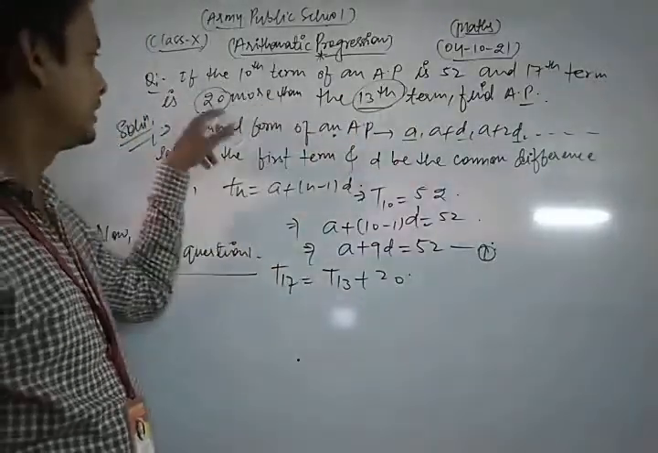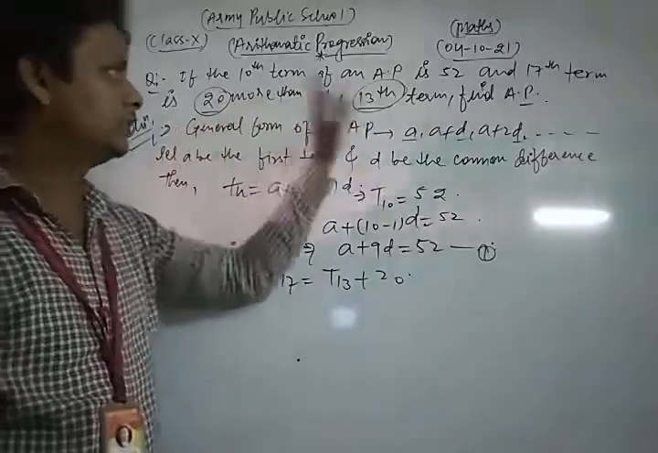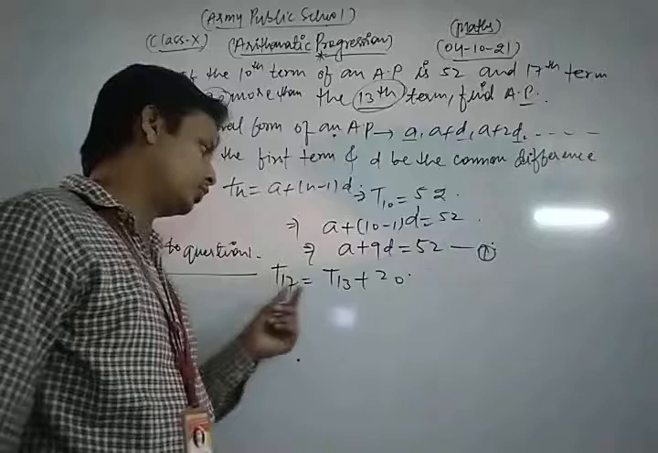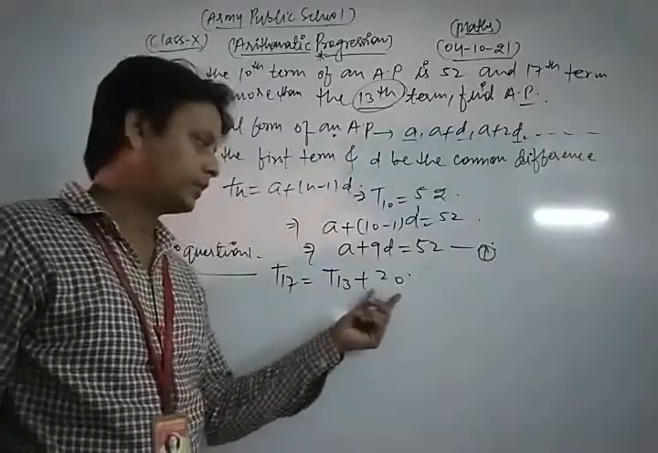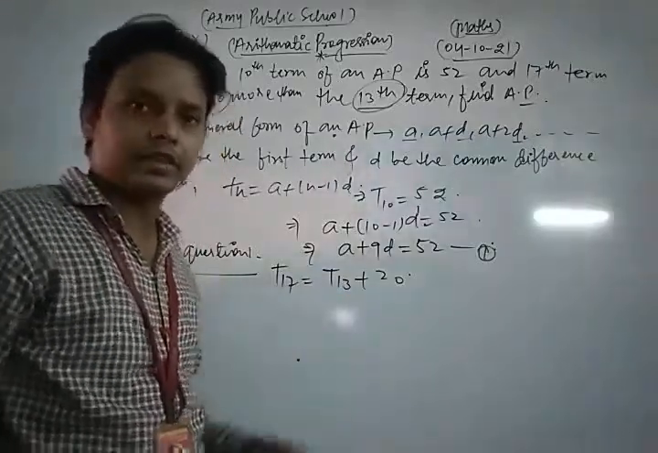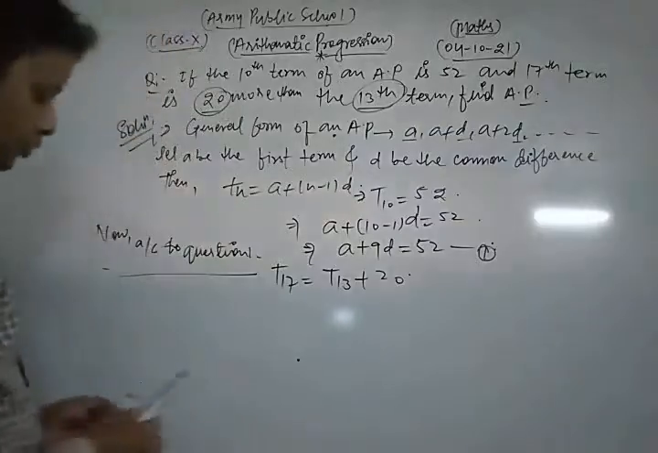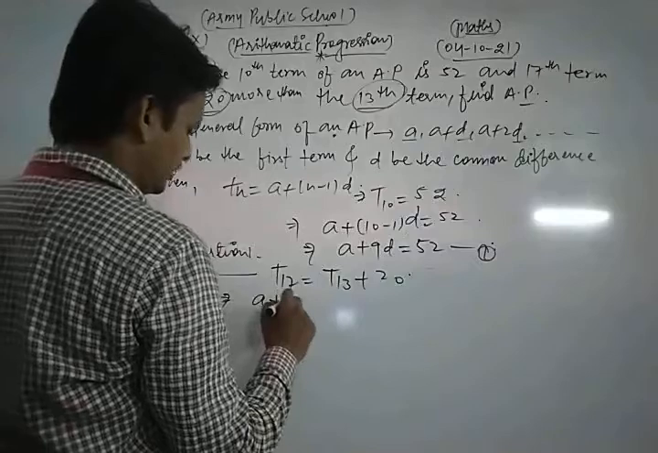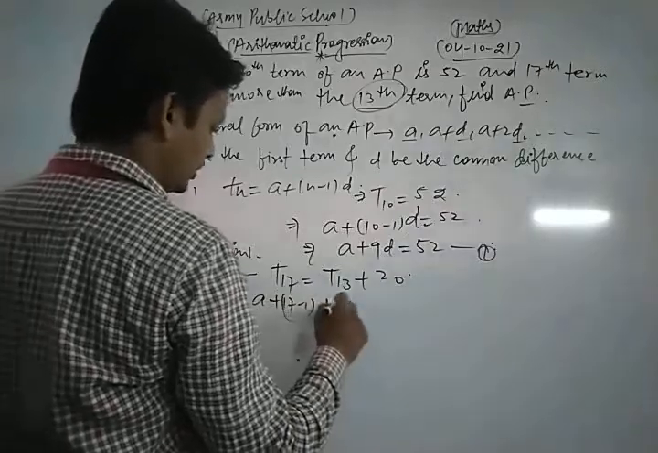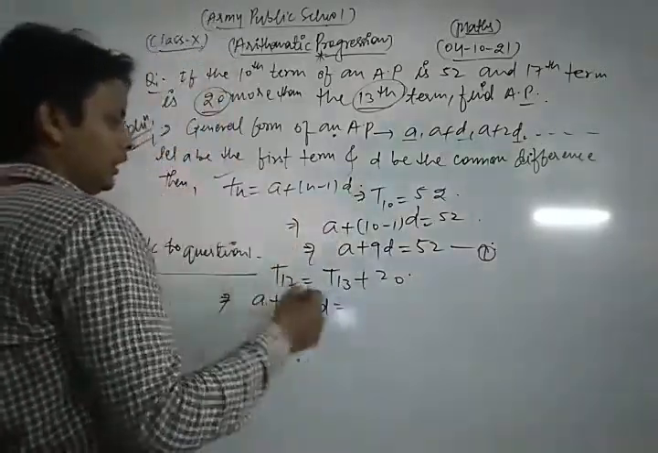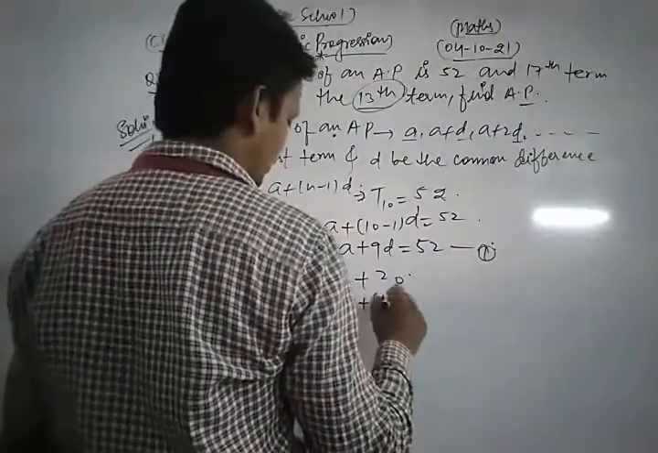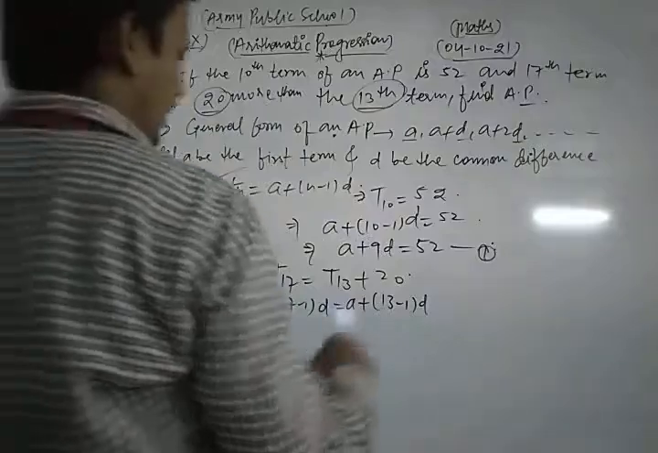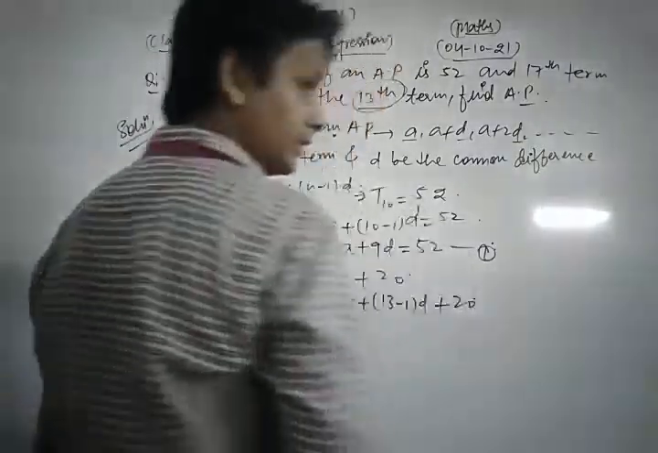The 17th term is 20 more than the 13th term, meaning T17 is equal to T13 plus 20. Now we simplify them. You know that the value of T17 is a plus 17 minus 1 into d, according to that formula, and T13 is a plus 13 minus 1 into d, and plus 20, as it is.